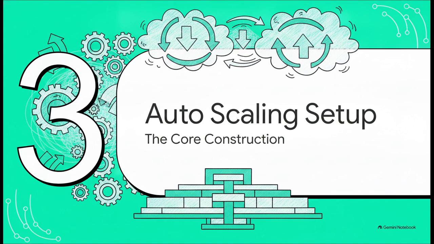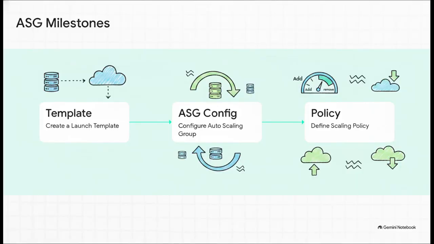All right, on to step 3, building the auto-scaling. This is the core construction phase. To make an auto-scaling group work perfectly, we really have to hit 3 fundamental milestones. First, we create a launch template. Second, we configure the actual auto-scaling group. And third, we define the scaling policy, which dictates exactly when to add or remove servers.